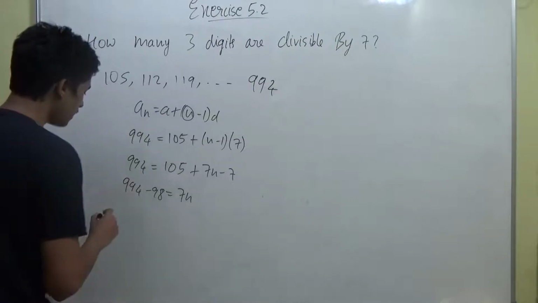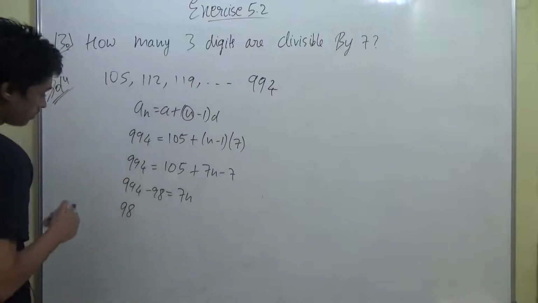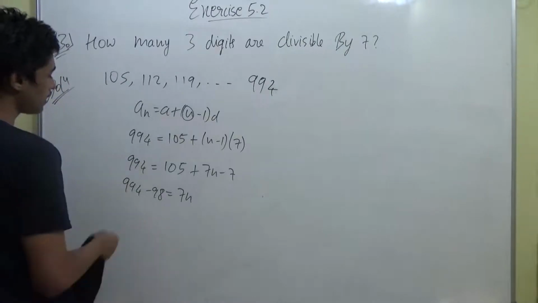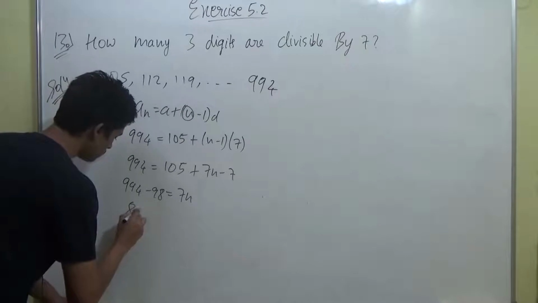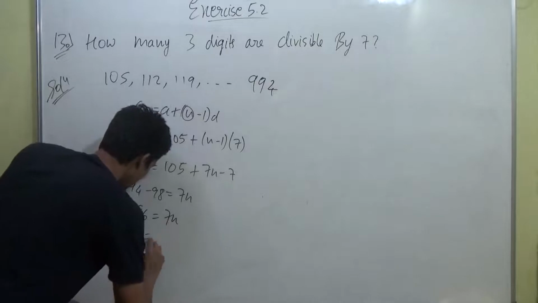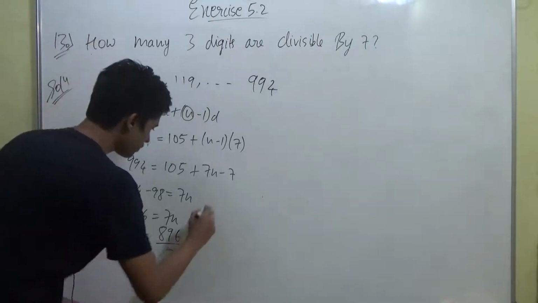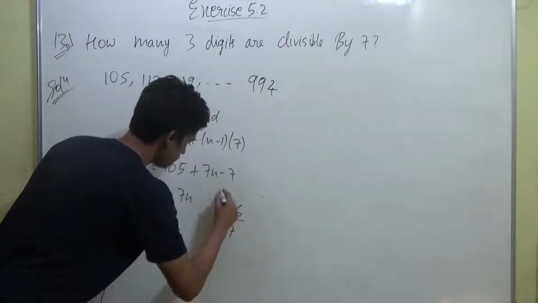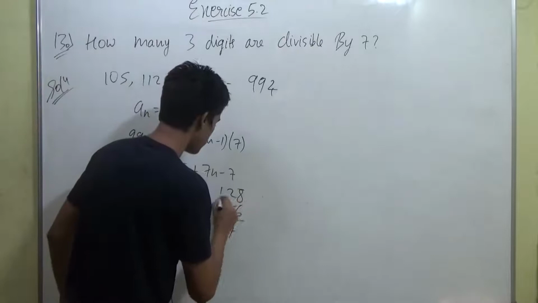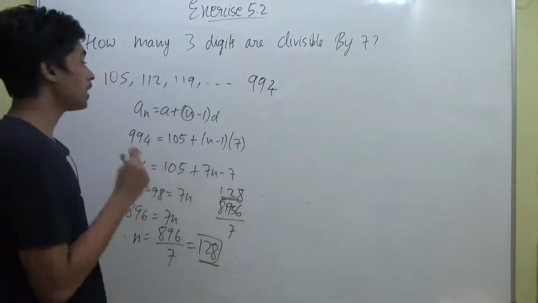So this is going to become 896 equal to 7n. So n will become equal to 896 by 7. So 896 by 7 is 128. So this is equal to 128. So there are 128 numbers.